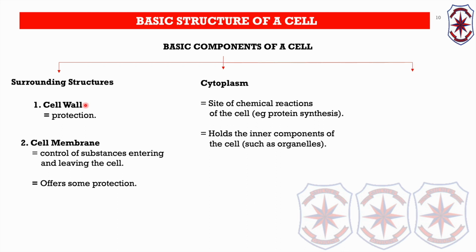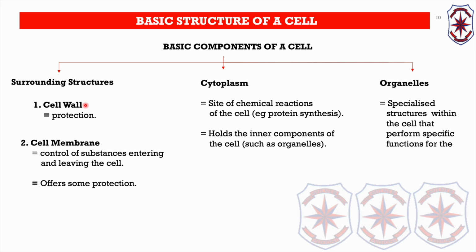And the last component of the cell, we have the organelles. Now, when we talk about the organelles, what are we talking about? We are talking about specialized structures within the cell. They perform specific functions for the cell to make sure that the cell functions at its optimum. So the word organelle means a small organ.